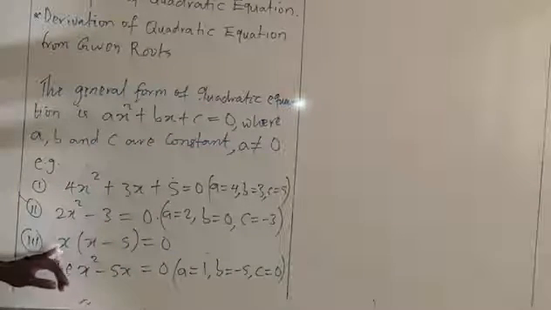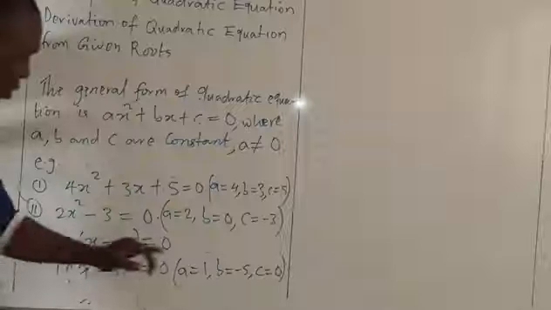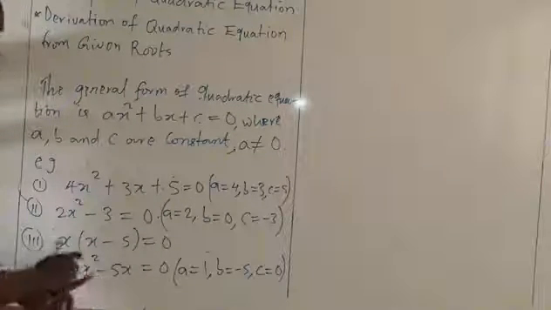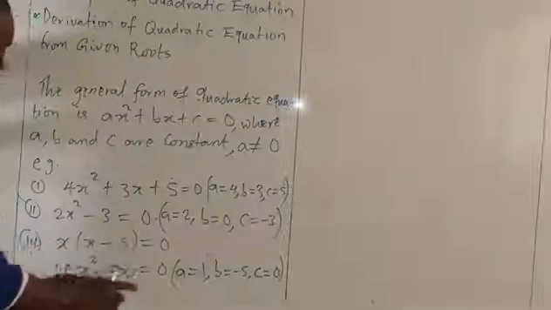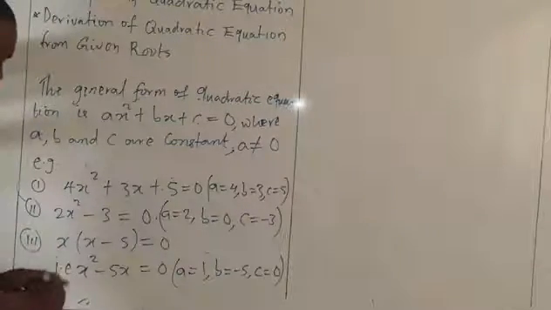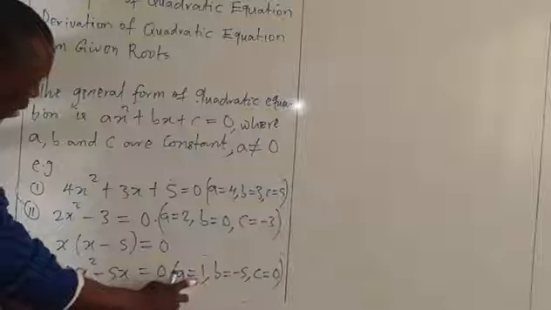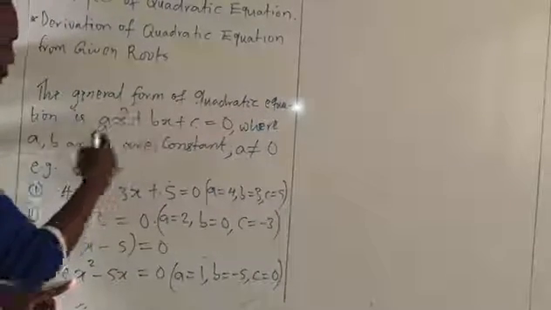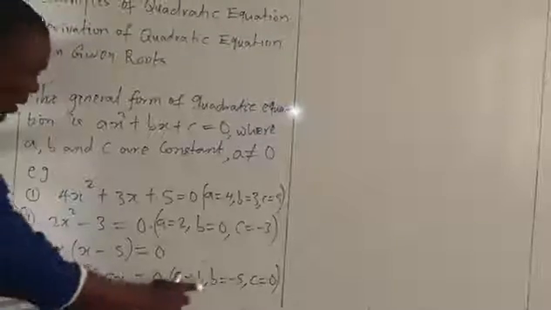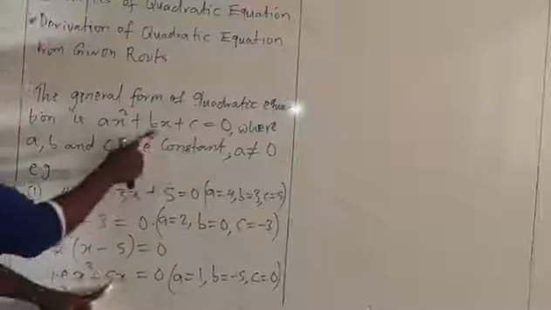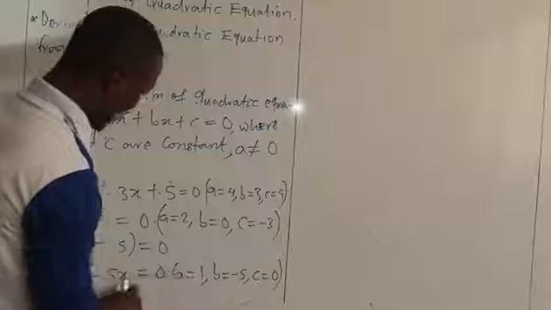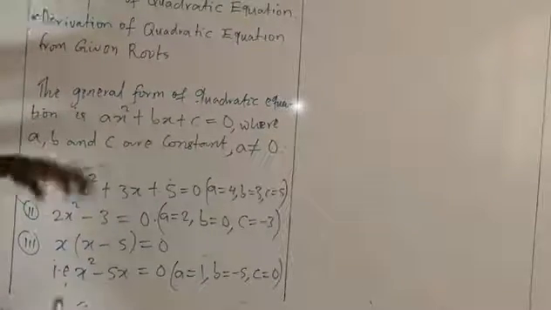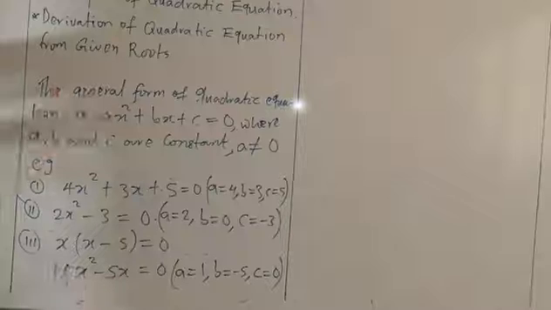Then the third one, we have x into bracket x minus 5 equals 0. So if you open the bracket, we have x times x, x squared, x times minus 5, minus 5x, equals 0. So in this case, the coefficient of x squared, which is a from the general form of quadratic equation, is 1. b is minus 5, that is the coefficient of x, and c is 0. So this is just a brief explanation and examples on quadratic equation.